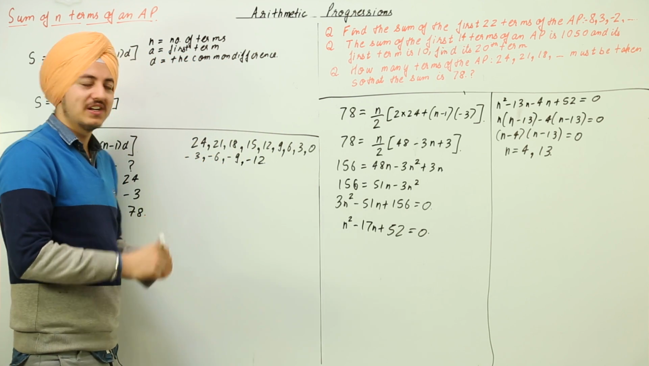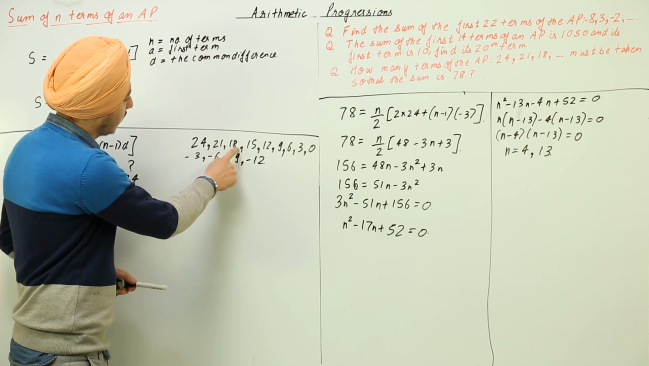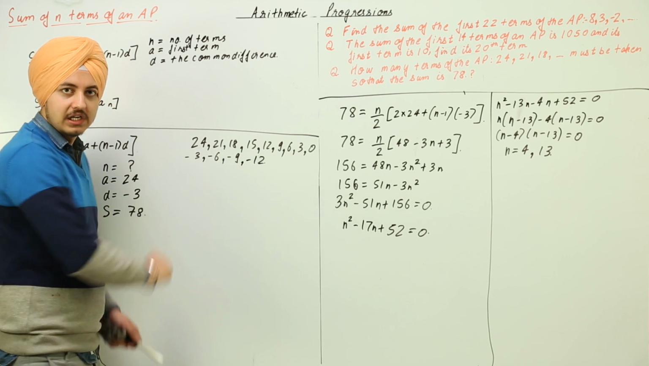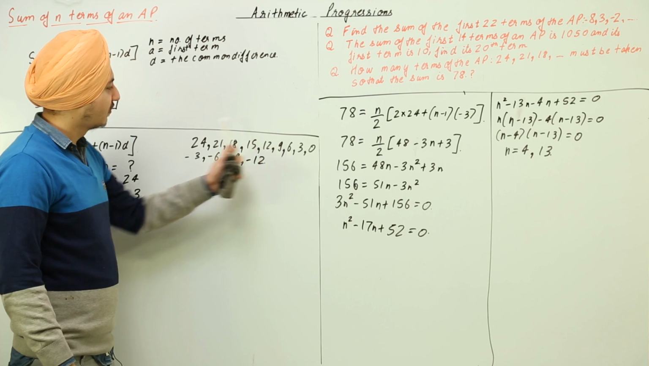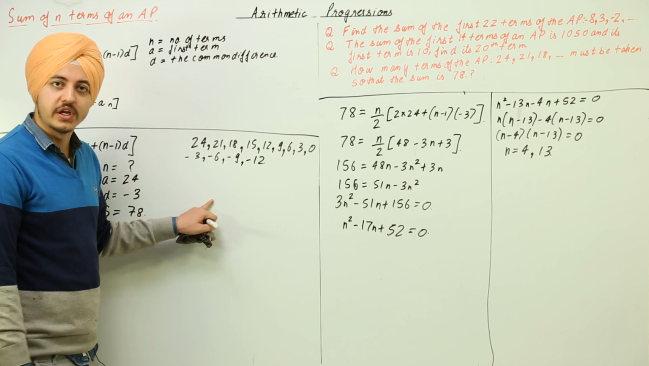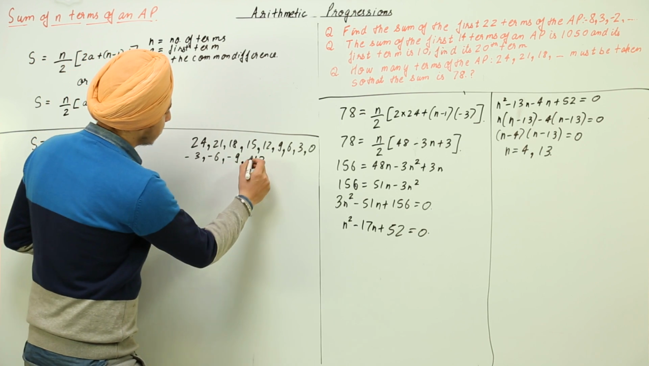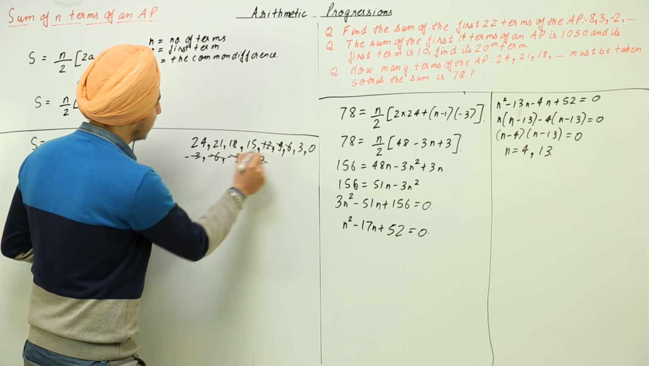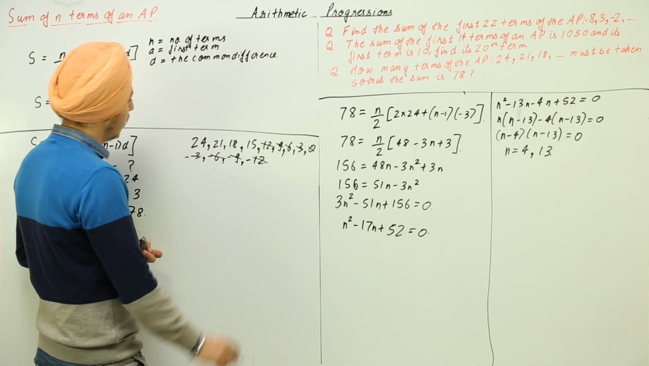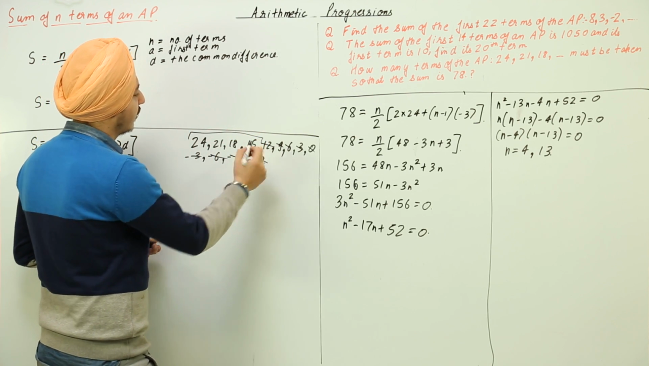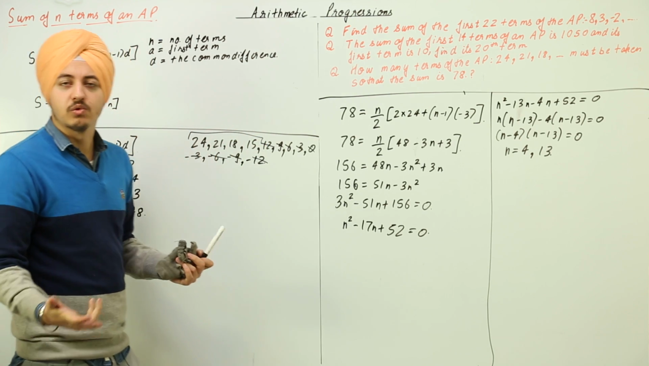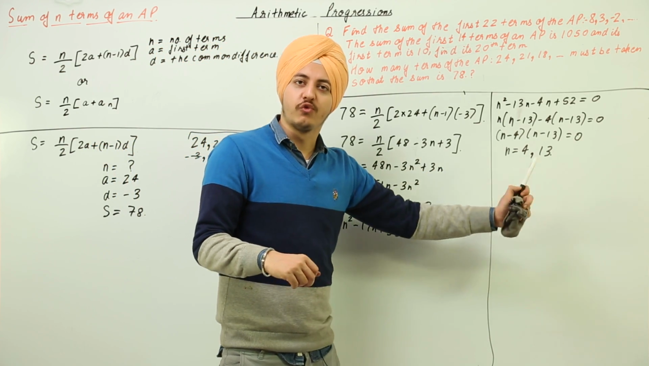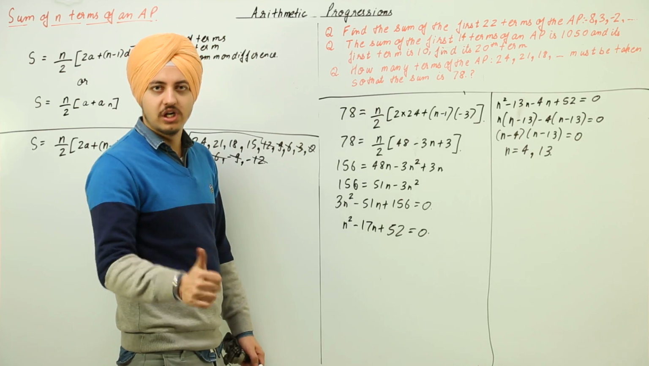Now I have written the first 13 terms, 1, 2, 3, 4, 5, 6, 7, 8, 9, 10, 11, 12, 13. Now if you see over here, the sum of these 13 terms is also equal to 78. Why? Because this 12 cancels 12, 9 cancels 9, 6 cancels 6, 3 cancels 3, 0 is already 0. So actually the sum is only of the first 4 terms, which is equal to the sum of the 13 terms. So n over here is equal to 4 or equal to 13.